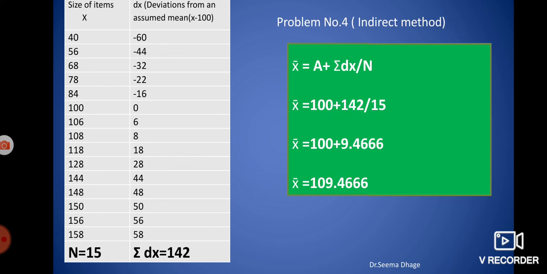Now we are applying the formula to calculate the mean, that is arithmetic mean is equal to assumed mean plus sigma dx upon n. We have selected our assumed mean as 100. So arithmetic mean is equal to 100 plus sigma dx value, 142, divided by 15. 15 is the number of items. So arithmetic mean is equal to 100 plus 9.4666. So arithmetic mean is equal to 109.4666. You can take approximately 109.47.